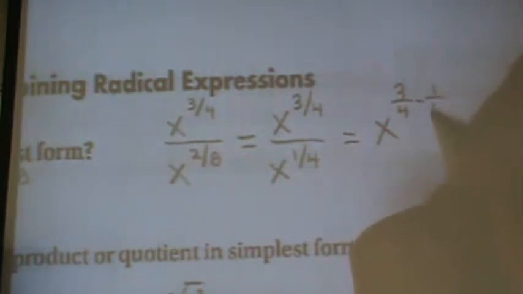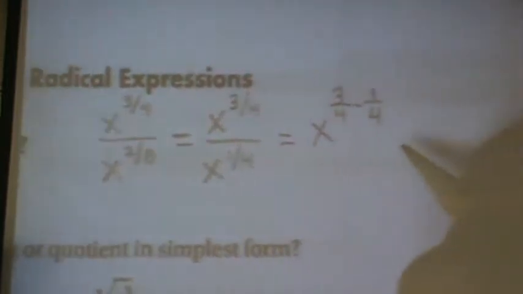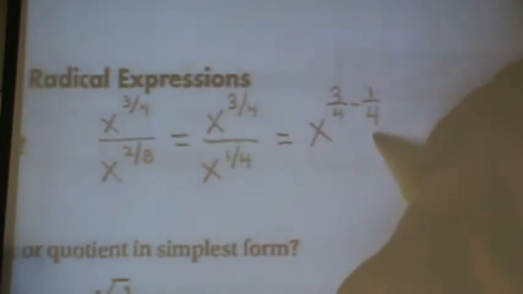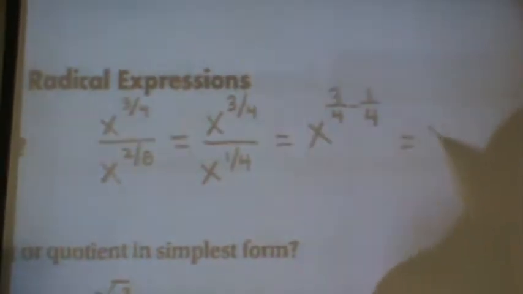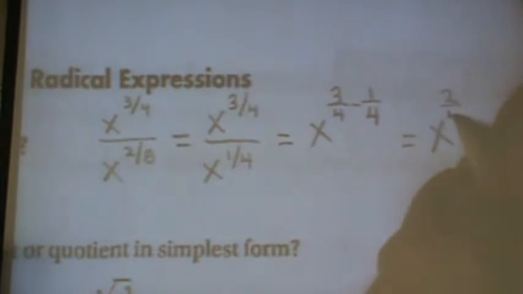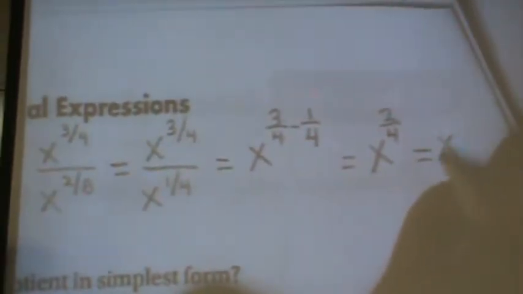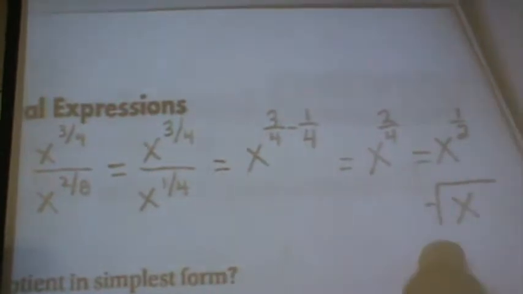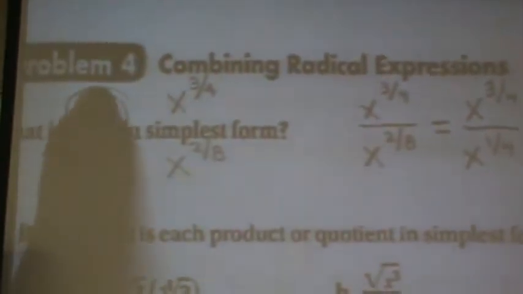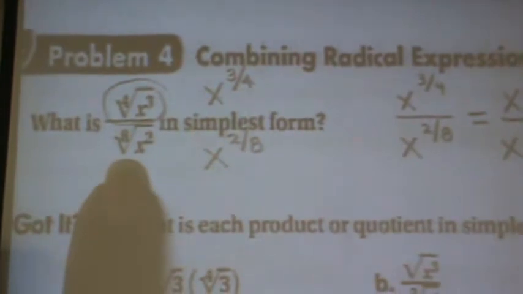minus 1/4. Now you should be able to do that in your head. What's 3/4 minus 1/4? It's 2/4, 1/2. Which is 1/2, which, can you rename this another way? Square root of x. Excellent, that's it. The rule is this: if they ask you a question written in radical form, you really should answer it in radical form. But will I accept this answer? Absolutely I will.